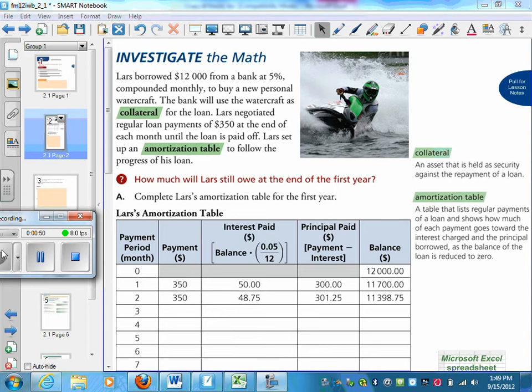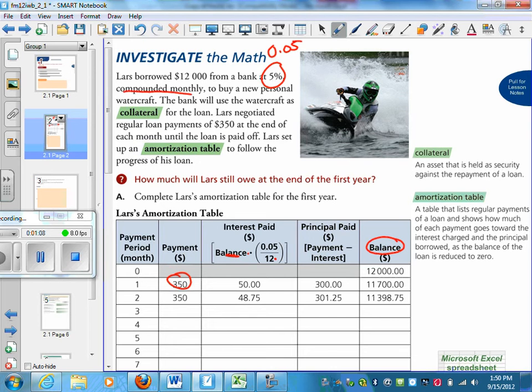So our payments are always 350. That came from the question. His interest is going to be his balance, so this amount, times 0.05 divided by 12. And where that came from is it's 5%, but it's compounded monthly. Where does it say this? 5% compounded monthly. Okay, that's how we got that.